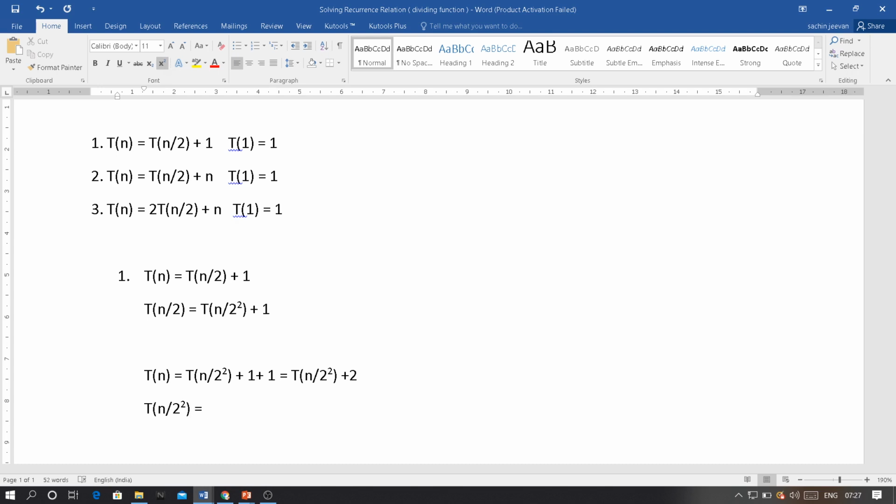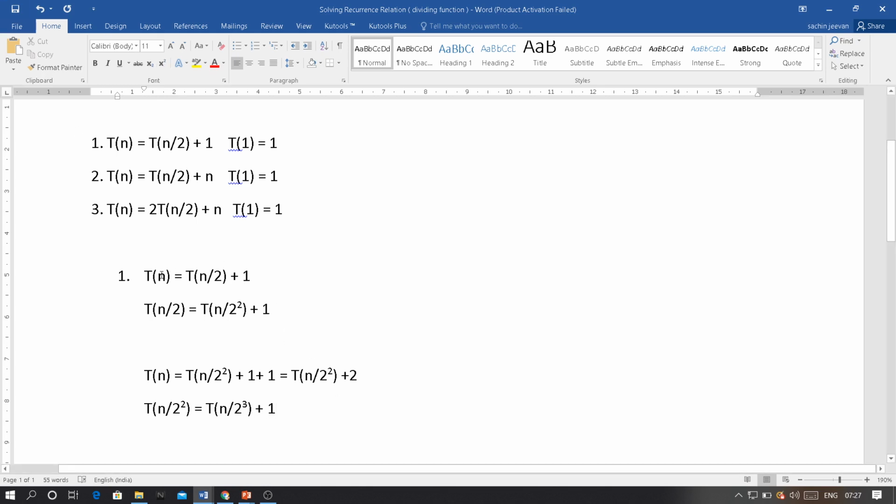is equal to, when you expand T of n divided by 2 square, what will happen? One more divided by 2 will be joining. So when one more divided by 2 is joining, what will happen? This becomes T of n divided by 2 square multiplied by 2. One more 2 is multiplied, so it becomes 2 cube. So n divided by 2, the whole cube. Okay, fine. Plus 1 will be there.